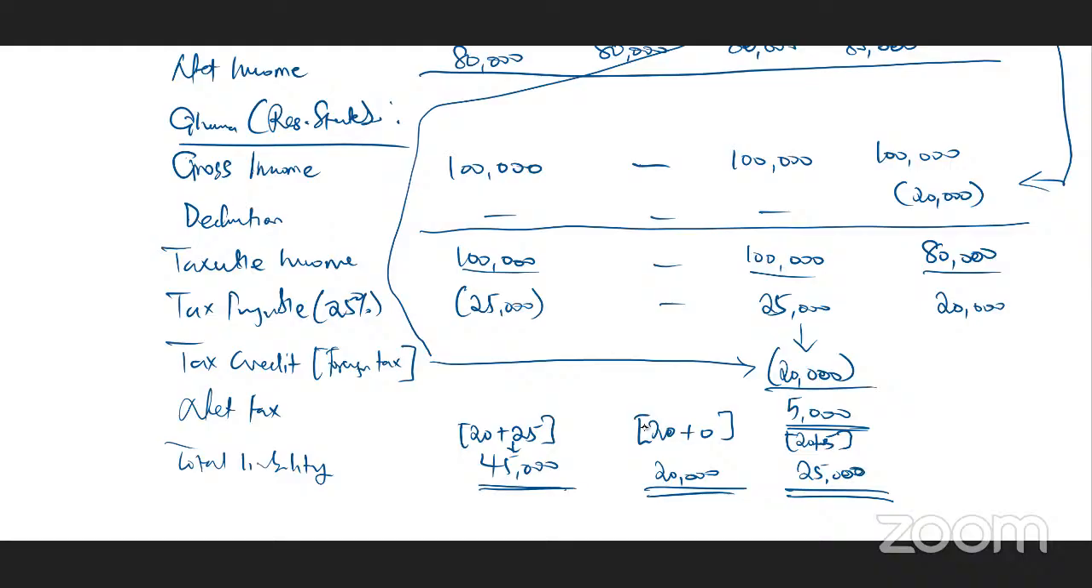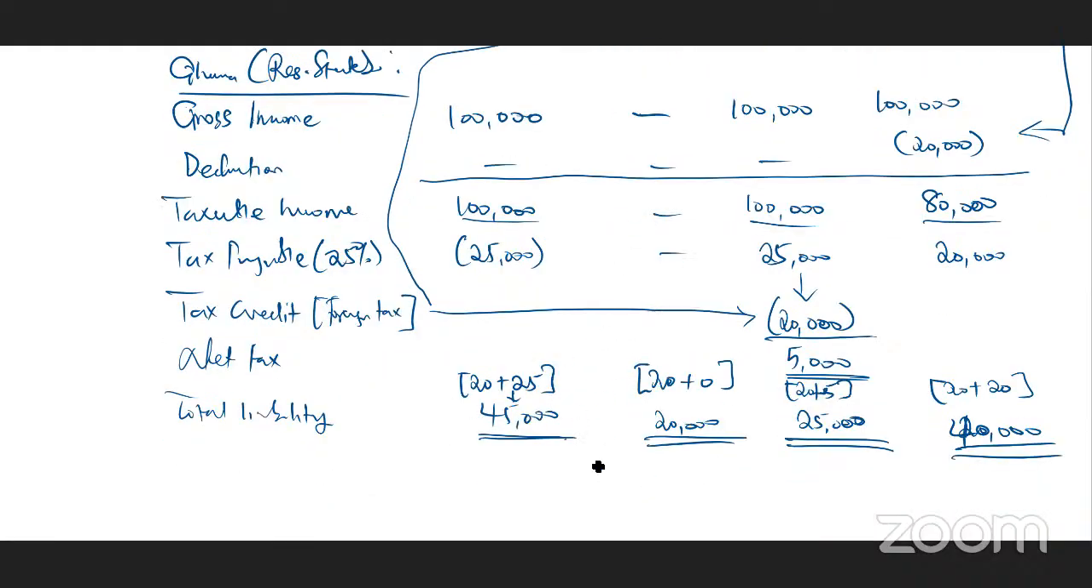So we come to the last one, where he paid 20 in the UK and paid 20 in Ghana. He ended up paying a total of 40,000. So that tells us, which one is the less lenient one? The one which makes you pay more. Exemption is no relief. No relief is double taxation, right?